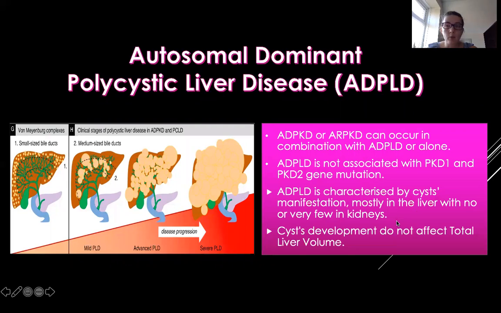At this slide, I'm going to introduce the connection between polycystic kidney disease and polycystic liver disease. Autosomal dominant polycystic kidney disease or autosomal recessive polycystic kidney disease occur in combination with autosomal dominant polycystic liver disease. ADPLD is characterized by cyst manifestation, mostly in the liver with very few in the kidneys. Cyst development does not affect total liver volume.